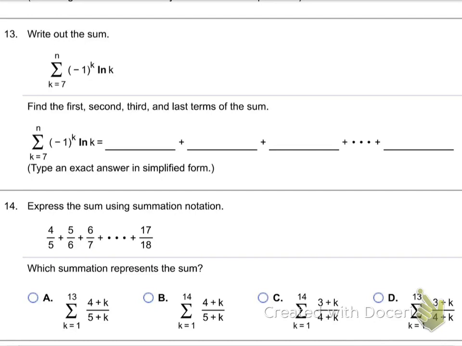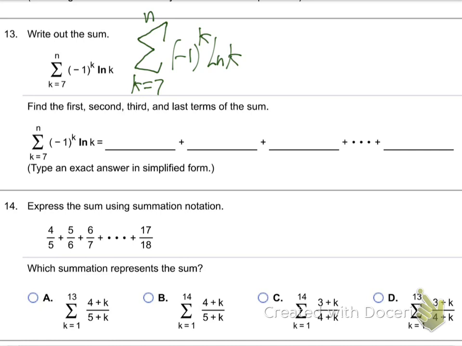Try number 13 there. They have that formula. Can you read that? I can make it a little bigger. It's the sum from k equals 7 to n of (minus 1) to the k, ln k. Okay. So they want the first, second, third, and last terms.